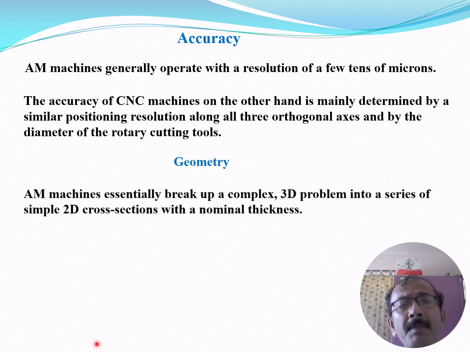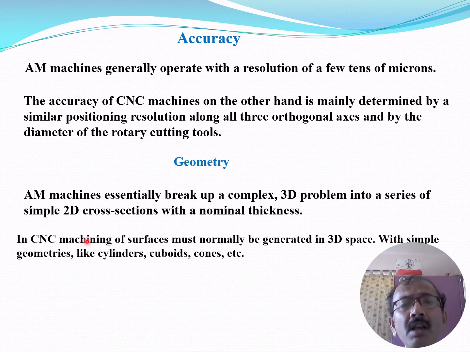So this is the geometry. An AM, additive manufacturing machine, essentially breaks up a complex 3D problem into a series of simple 2D cross sections with a nominal thickness. In CNC machining, surfaces must normally be generated in 3D space with simple geometries like cylinders, cuboids, cones, etc.